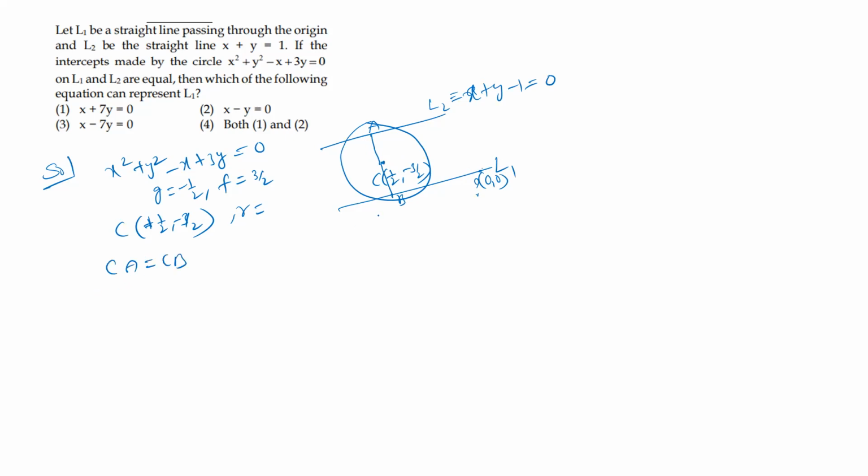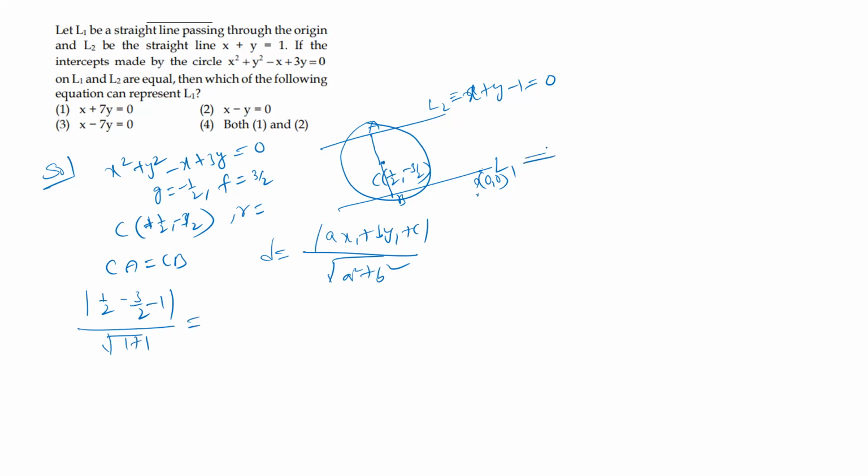CA means the distance from the center to the second line. Taking the second line, using the distance between a point and a line formula, mod of a x1 plus b y1 plus c by root of a square plus b square, we get mod of 1 by 2 minus 3 by 2 minus 1 by root of 1 plus 1. That is CA. Now CB.